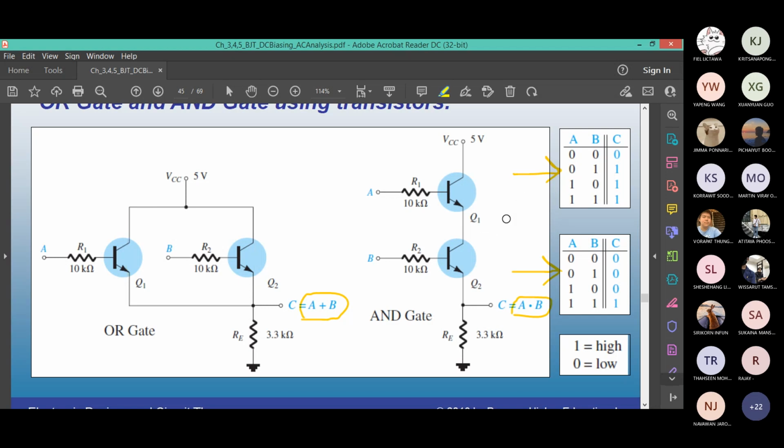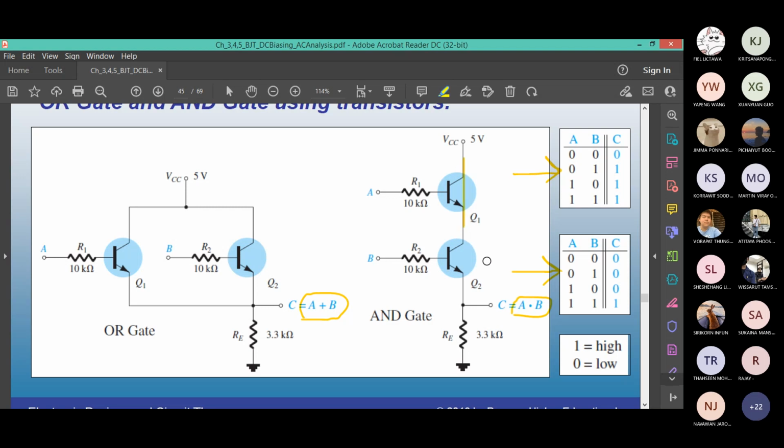Look at the right-hand side circuit, the AND gate. Let's turn off both transistors. Q1 open circuit, Q2 open circuit. Can the current pass through here? No. C is 0. Now I will open Q1 and then turn on Q2. Again, the current is already blocked. There is no path to flow. You will not get any output.